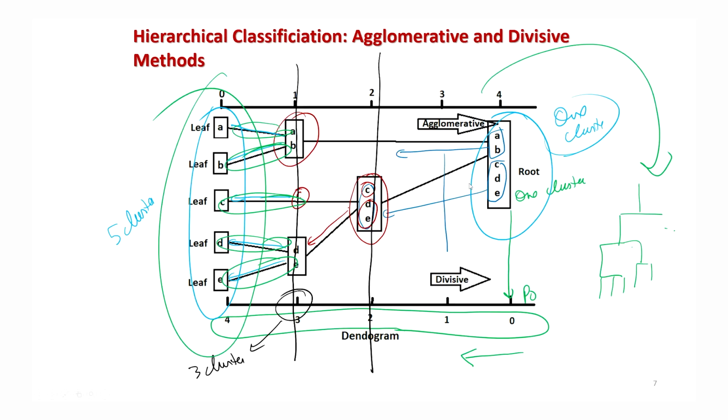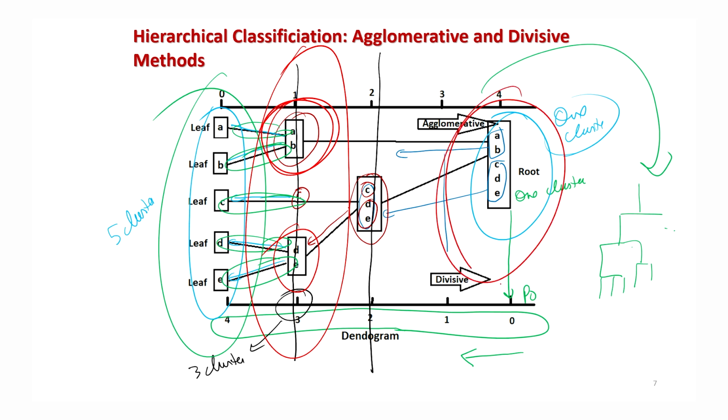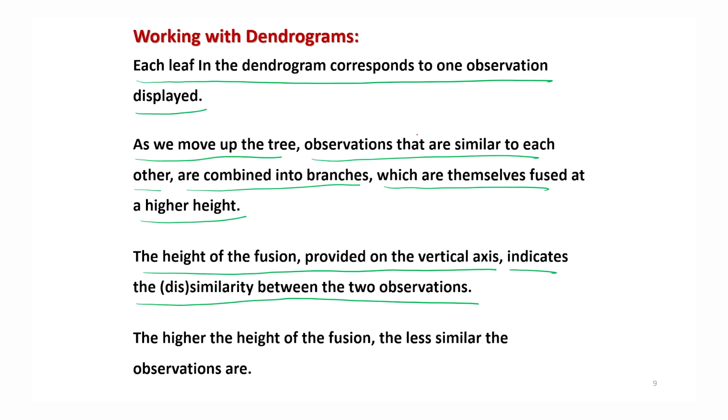For example, if you try to see here in this one, at this level the clusters AB and DE are quite similar to each other. Whereas in the first stage, all of A, B, C, D, E are similar to each other. And so the height of this fusion is going to help us in taking an appropriate decision. The higher the height of the fusion, the less similar the observations are. This is what you have to keep in mind.